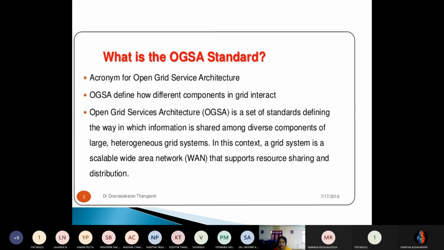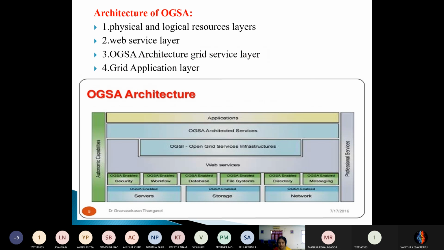Next, these are the standards of the OGSA. This is the main architecture of the OGSA. Now I am going to explain the working of this OGSA architecture. In this OGSA architecture, we define how different components will interact with each other in the grid environment.